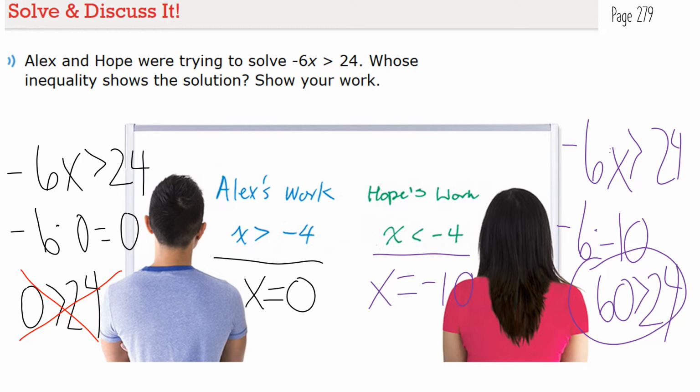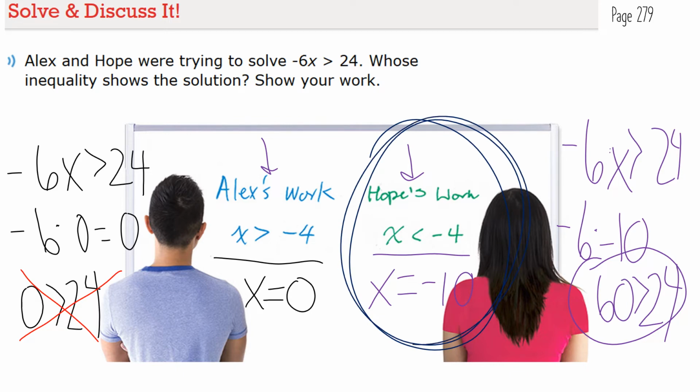So based on me just testing two answers that fit Alex's and then Hope's inequality answer, I found that an answer that fit Hope's works in the original inequality. So whose inequality shows the solution? Hope's shows the solution.